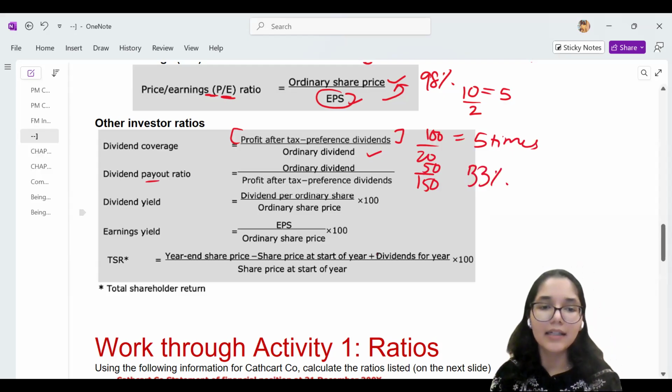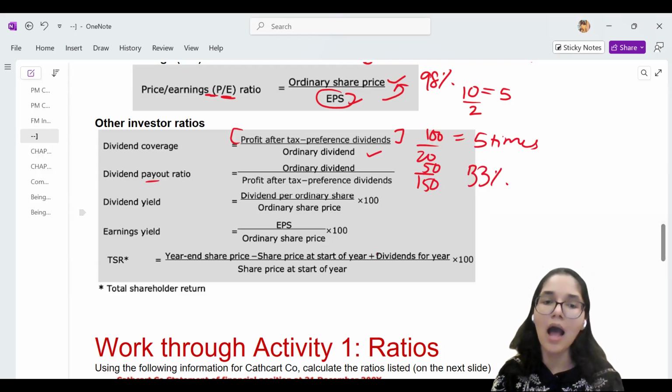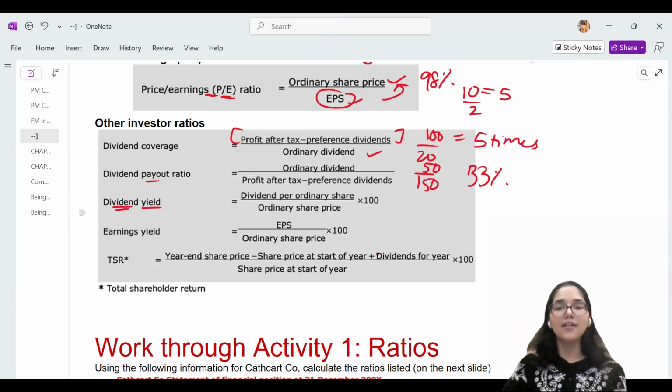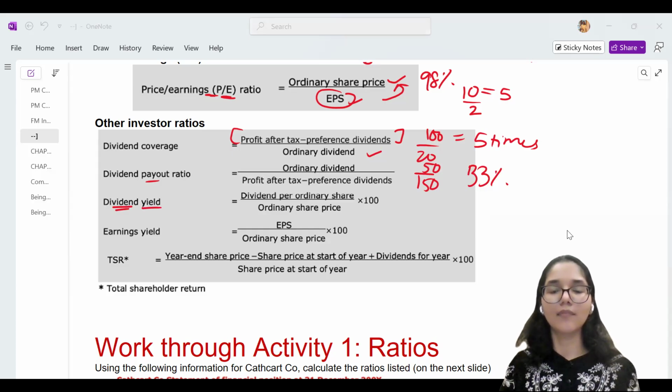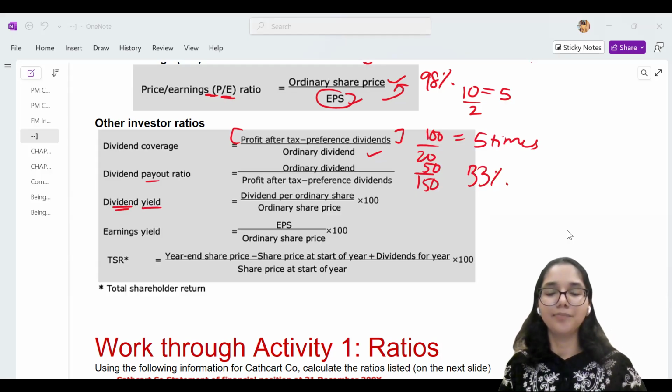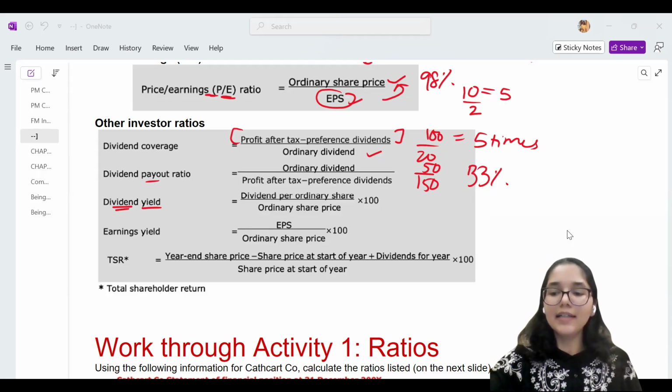Then a dividend yield ratio. So dividend yield ratio is basically how much yield the shareholders have gotten in the form of dividend. Do you people know the meaning of the word yield? What does the word yield mean? What's the meaning of yield?